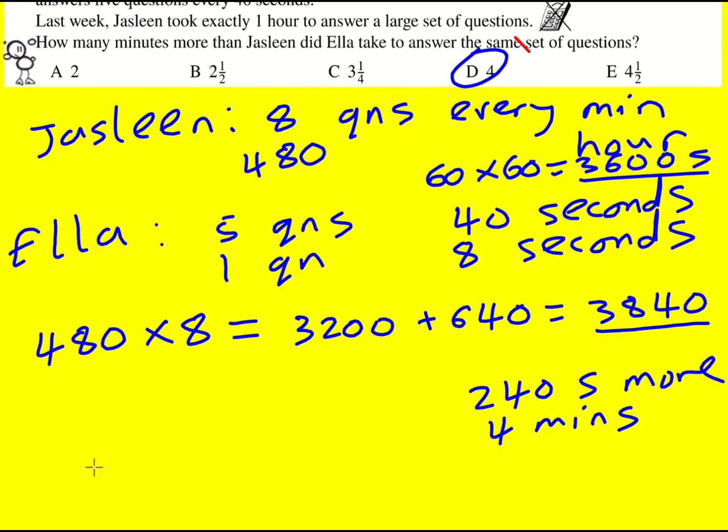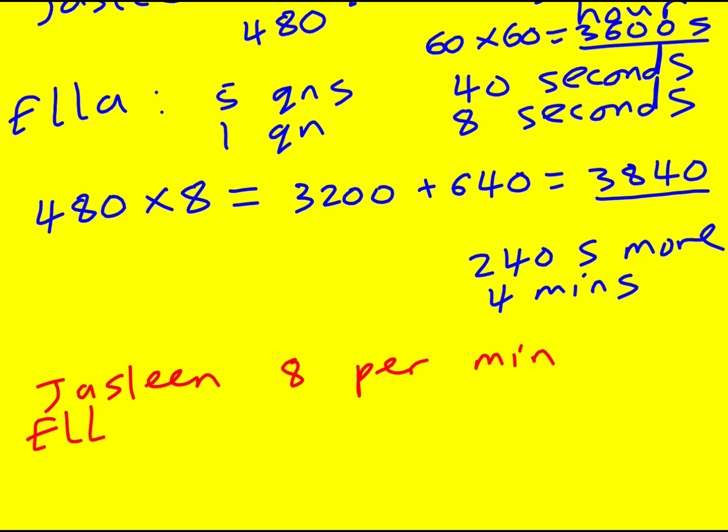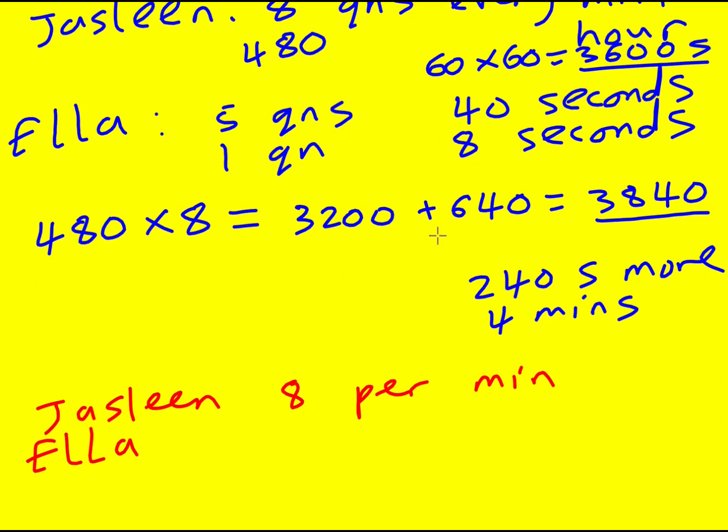Now, I didn't do it that way. I do like that way, and I think it's probably the easiest way to understand. But I'm going to talk about how I did it. So Jasleen, I said 8 per minute, as I did before. And then Ella, well, because Ella does 5 questions every 40 seconds, actually it would be 2.5 questions in 20 seconds or 7.5 in a minute.